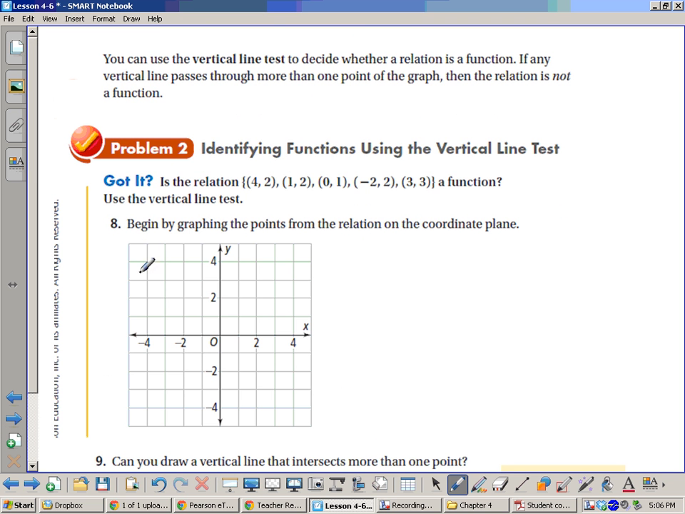We can also determine if a relation is a function by doing what's called the vertical line test. The vertical line test will decide if a relation, which is just an x and a y, is a function if the vertical line does not cross the function more than once. So if it happens to cross it twice, then we're going to say that it's not a function. So to do this, we're going to need to graph these ordered pairs. So we're going to graph 4, 2 first, and we're going to graph 1, 2, 0, 1, negative 2, 2, and 3, 3.